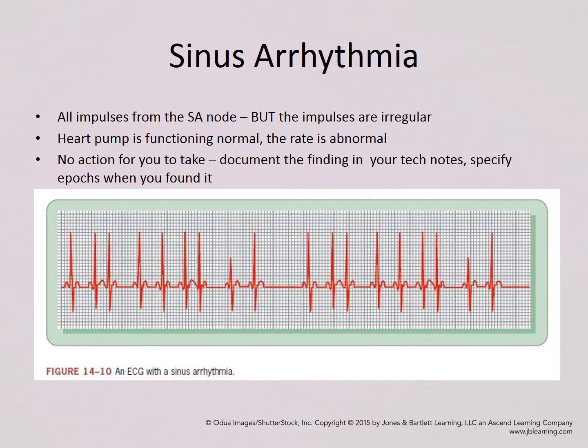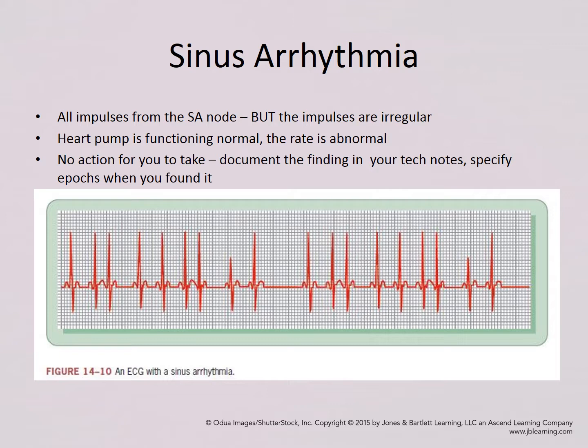Sinus arrhythmia. Now, in this situation, all impulses come from the SA node. Both the atria and ventricles are depolarizing and repolarizing as they should. They're just doing it at an abnormal rate. For some reason, the rate is not regular. So your heart pump is working fine, just an abnormal rate. Again, there's no action for you to take. You just want to document the finding in your tech notes and specify epochs when you found it.